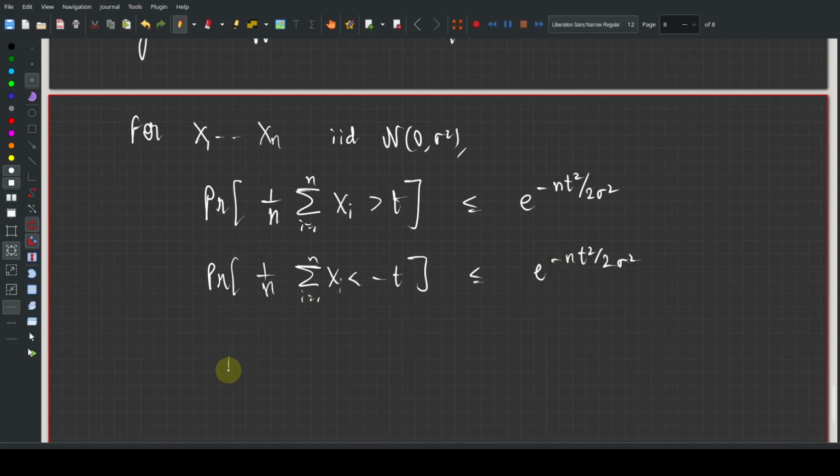So in other words, the probability that 1 over n summation i equal to 1 to n xi, the absolute value, deviates by an amount greater than t. What can we say about this? And why is it twice? Yeah. Why can I add the two?